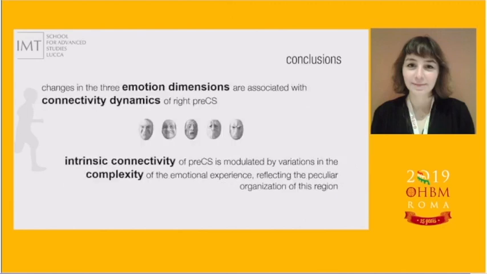So to conclude, we found that changes in the polarity, complexity, and intensity of the emotional experience are associated to connectivity dynamics of the right precentral sulcus, which is a region that also shows a peculiar spatial arrangement in association with our emotion dimensions.